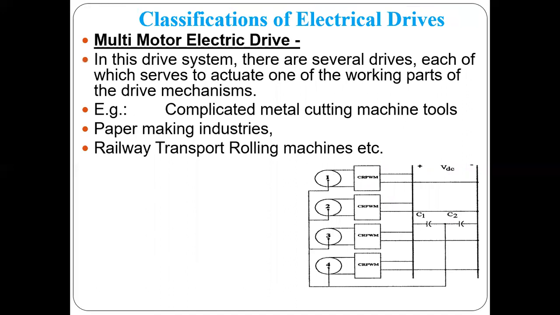Now we are going to the last type of drive, that is the multi-motor electrical drive. Multi-motor means in this drive system there are several drives, several mechanisms, several operations, several processes, each of which serves to actuate one of the working parts of the drive mechanism. That means a number of motors is connected to a number of mechanisms. For example, complicated metal cutting machine tools, paper making industries, railway transport, rolling machines. These are some examples of multi-motor drives.